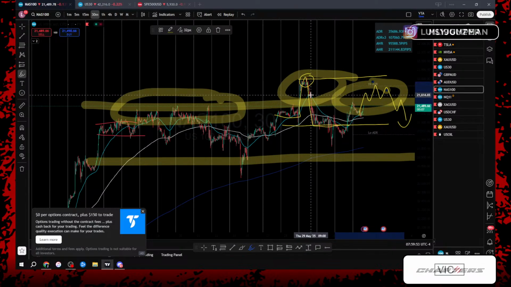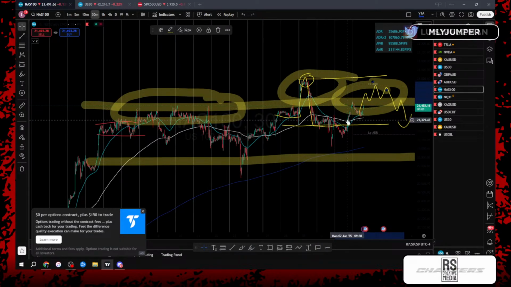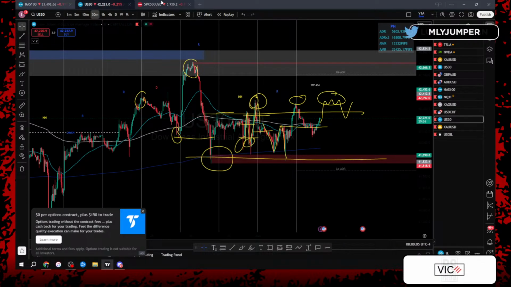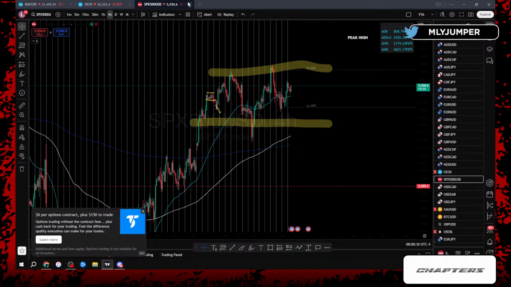Once we leave these highs and we start making lower lows and lower highs, then we start looking for those trades. Once we get the rejection of the highs, that's when we start taking the trade, or vice versa with the lows. So that's pretty much it. There's not more to go off on.